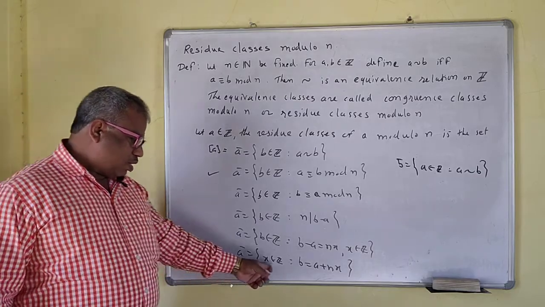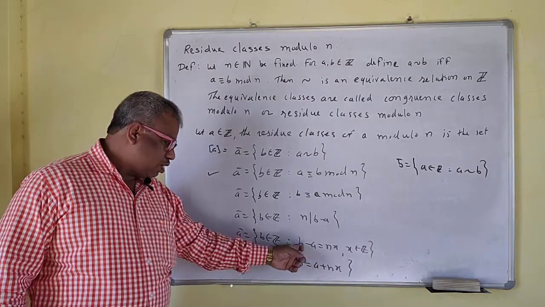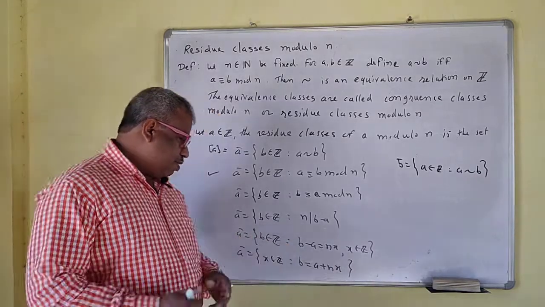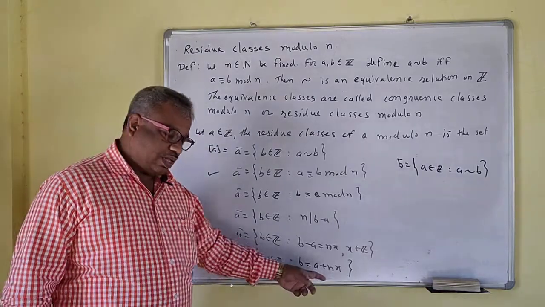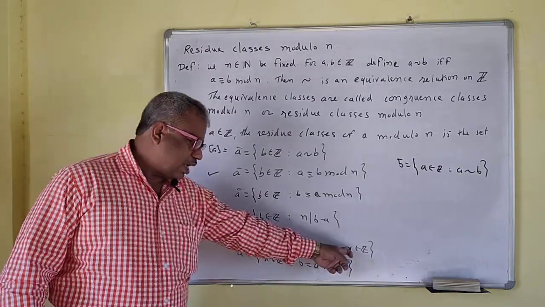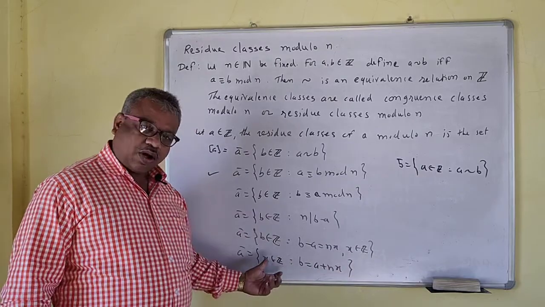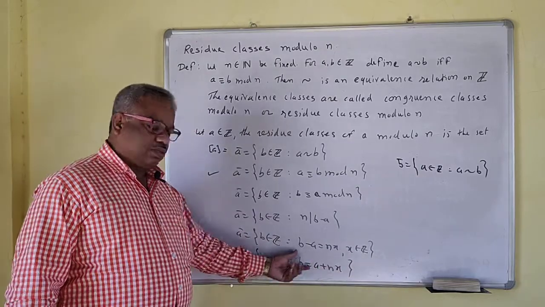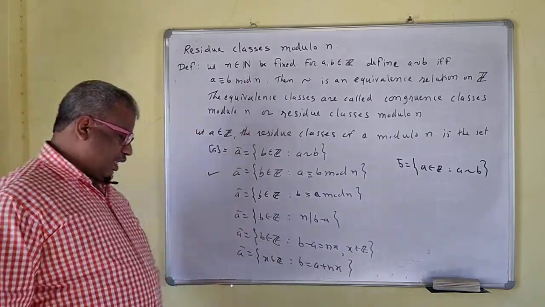So now a bar is, up to simplification, the set of all b such that b is equal to a plus nx. I have taken x because x is an integer. So a bar is the set of all integers b such that b is equal to a plus nx.